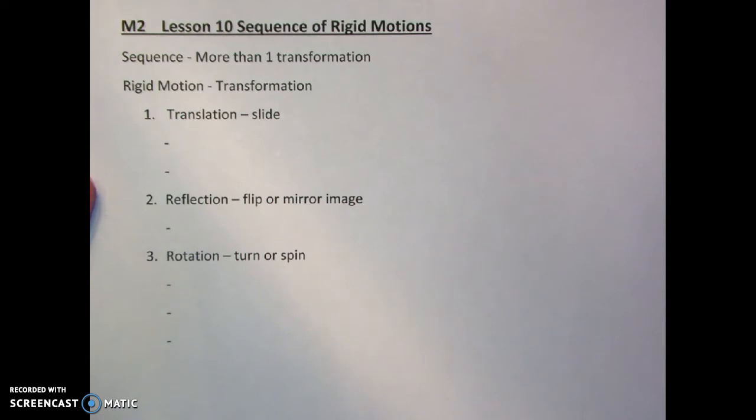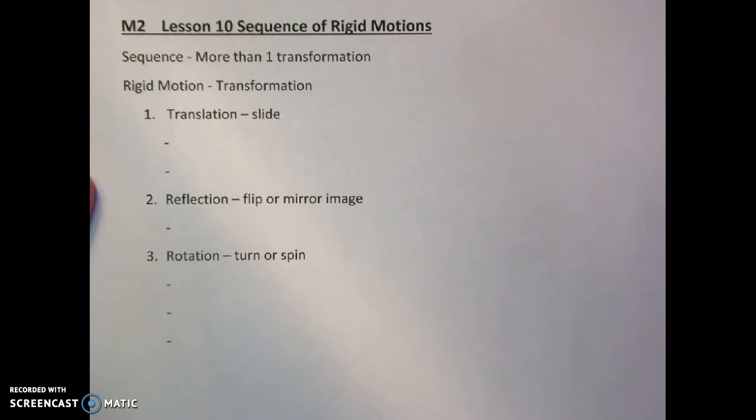Rigid motion means you are going to have the same object that you had in the beginning, except it's going to be moved to a different location on your paper. It didn't change size, it didn't change shape, it didn't really change what it looks like. It might be turned upside down or something, but it is the same object. It's just moved around somehow.